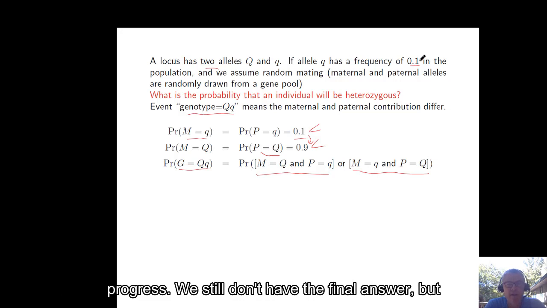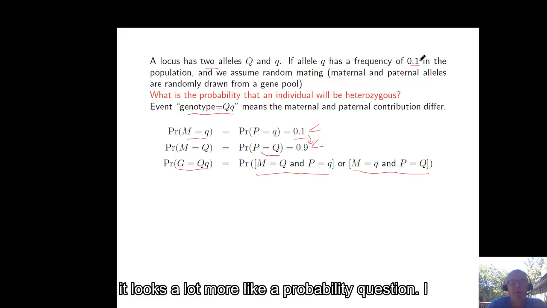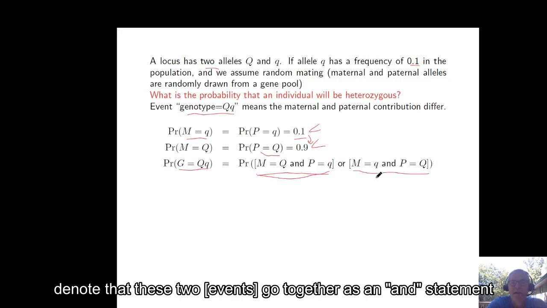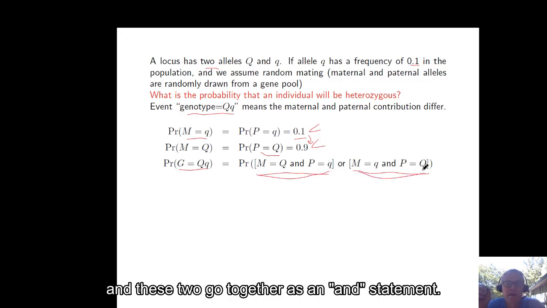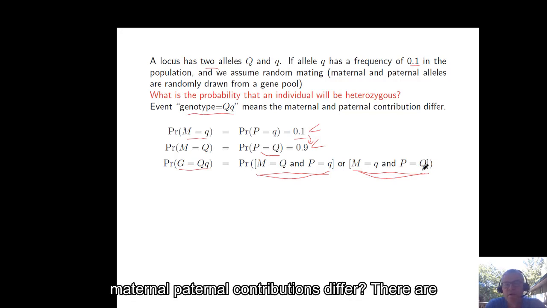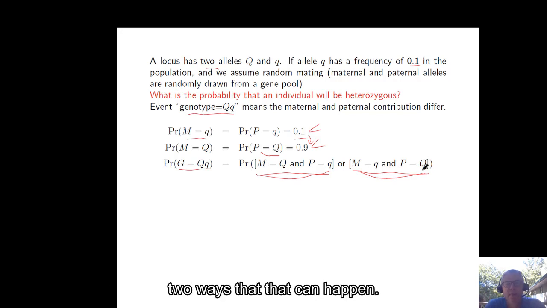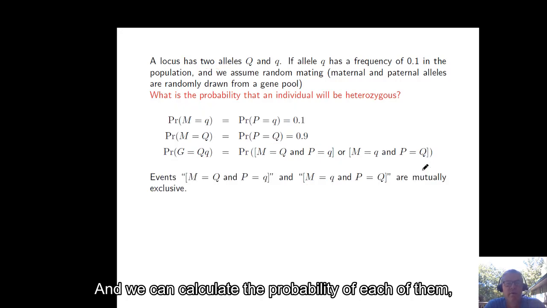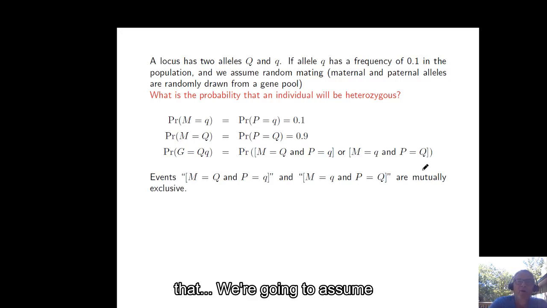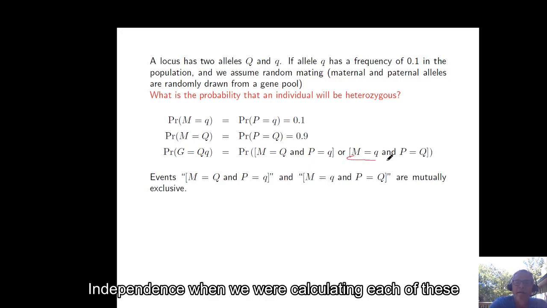We still don't have the final answer, but it looks a lot more like a probability question. I put some brackets in here just to denote that these two go together as an AND statement, and these two go together as an AND statement. So it's like, what's the probability that the maternal and paternal contributions differ? There are two ways that that can happen, and we can calculate the probability of each of them, right? Once again, we're going to assume independence when we're calculating each of these probabilities.